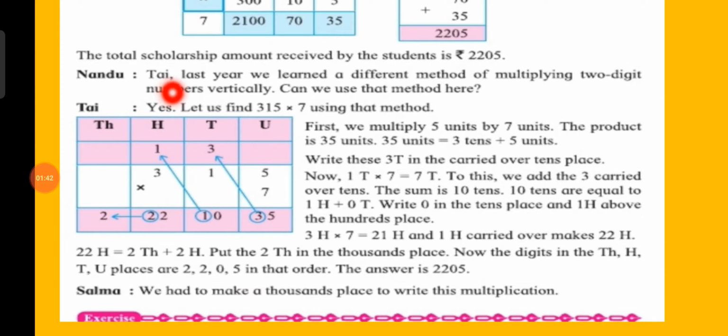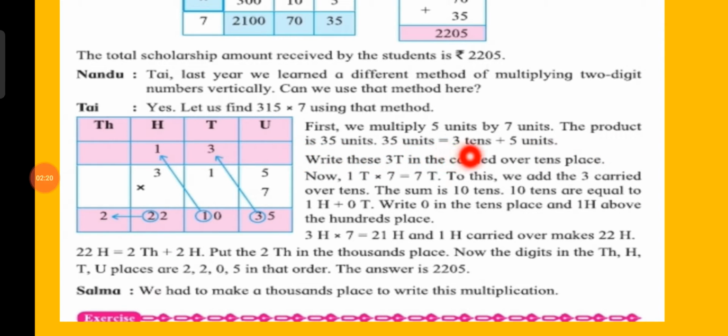Nandu: Tai, last year we learned a different method of multiplying two-digit numbers vertically. Can we use that method here? Tai: Yes. Let us find 315 multiplied by 7 using that method. First we multiply 5 units by 7 units. The product is 35 units.